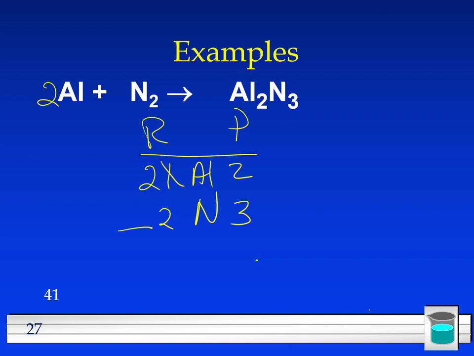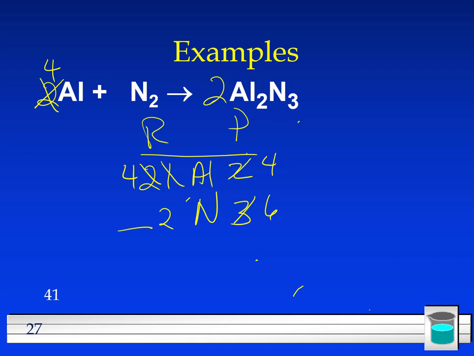Anytime you find yourself in that situation, whatever's in front of the first thing, get rid of that and double it. So it was a 2, now I'm going to make it a 4. Just erase it and make it a 4. That's going to give me 4 aluminums. That's going to force you to change other things, in a way that gets rid of odd numbers, because I'm multiplying through by 2. Make sense? So if I want 4 Als, I've got to put a 2 in front of AlN3. That gives me 4 Als and 6 Ns.